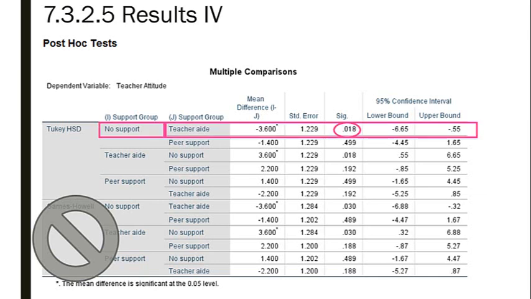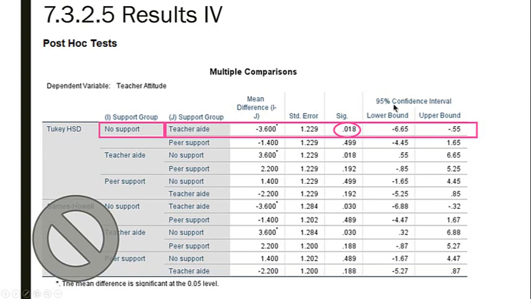So let's look at the first comparison. We've got the no support group versus the teacher aid group. This mean difference of negative 3.6 means that the teacher aid mean was 3.6 higher than the no support group mean. So we've got a standard error of 1.229, a p-value of 0.018, which means that this is statistically significant at the 0.05 level. That asterisk by the negative 3.6 means the same thing. So it tells us the same thing, that the mean difference is statistically significant at the 0.05 level.